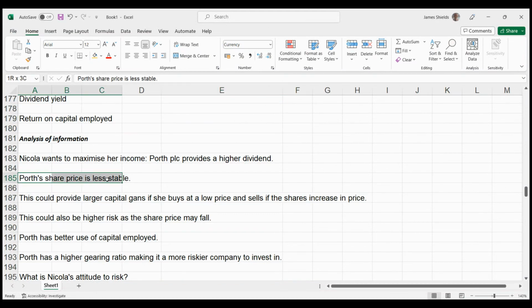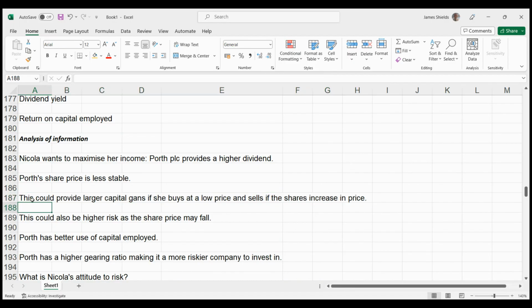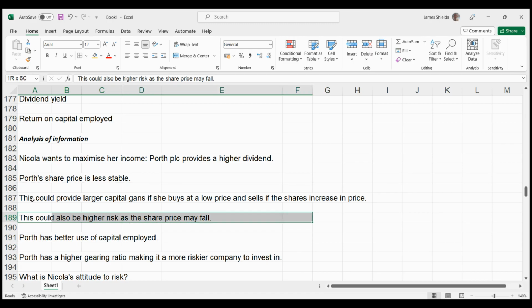Porth's share price is less stable. I've mentioned it a few times. You want to say why it is less stable, and explain in words how it's less stable. Because it's less stable, it can provide larger capital gains if she buys at a low price and sells if the shares increase in price, because the range of the price movement is higher in Porth than in Perrin. But it could have the opposite effect. It could also be a higher risk as the share price may fall. She may buy the share when it's at a high price, then it goes down to a low price, so there's a risk that her money invested will have a lower value.